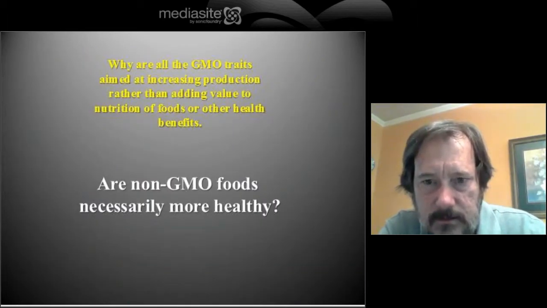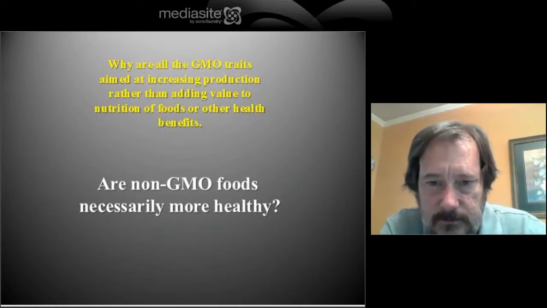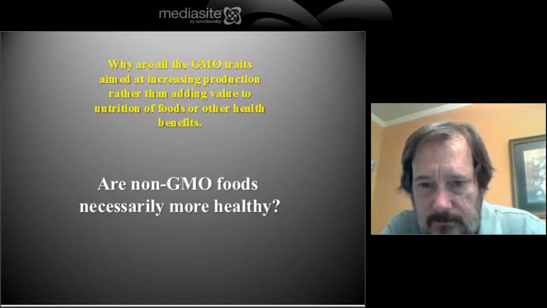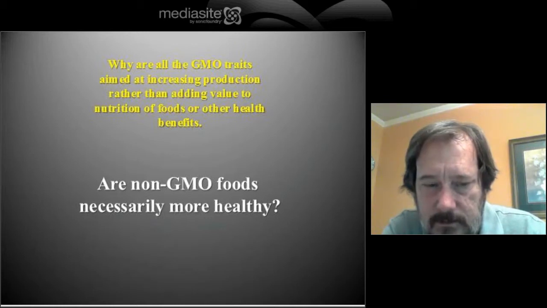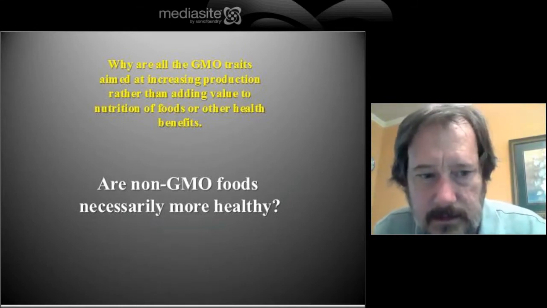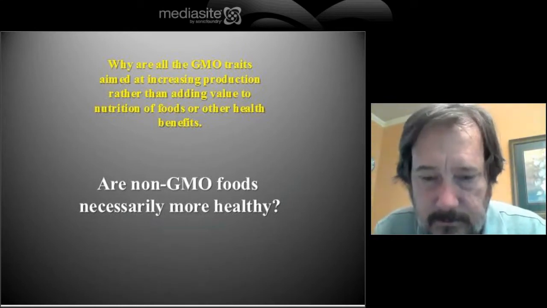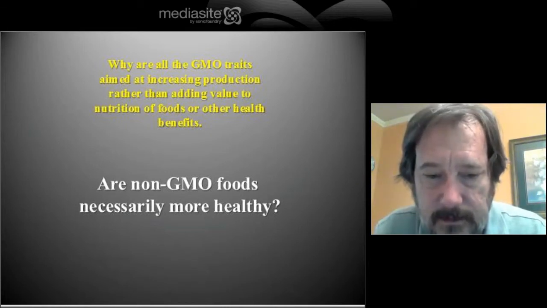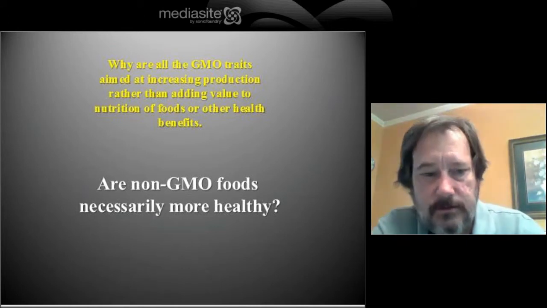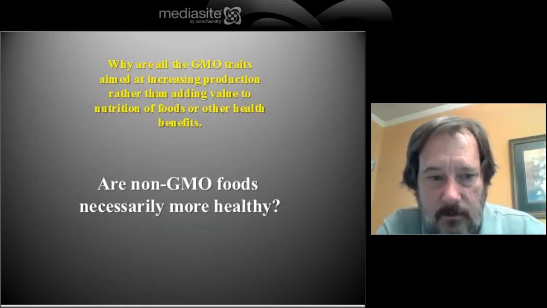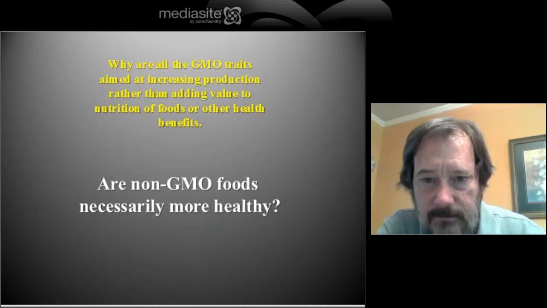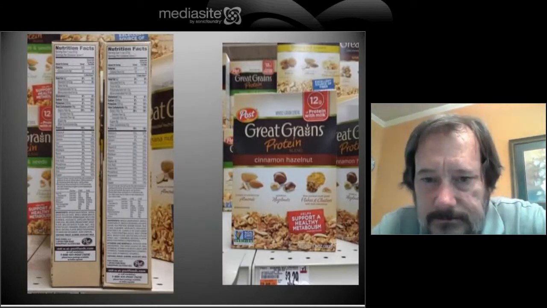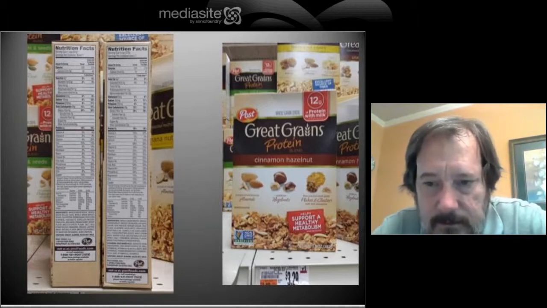And the last related question is, are GMO foods necessarily more healthy? Certainly the preponderance of the scientific evidence is that they're materially the same, unless they're actually bred, like in the case of golden rice, to have some nutritive difference. One of the things that you probably should be aware of is that there's a lot of biotechnology used in vitamin production, particularly in certain vitamins.